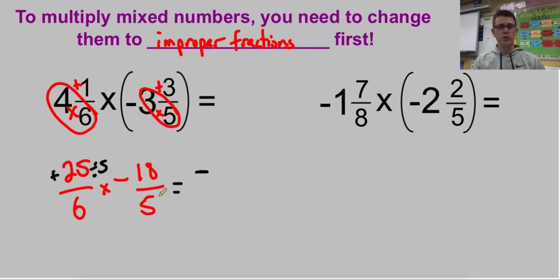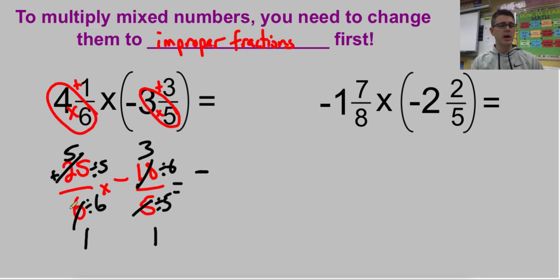25 and 5 could both be divided by 5. So I get a 1 and a 5. 6 and 18 can each be divided by 6. So I get a 3 and a 1. And notice, as I'm cross-simplifying, I could care less about the signs of anything because I've already dealt with the sign. I'm purely working with my numbers here. 5 times 3 is 15. 1 times 1 is 1. And anything over 1 is really just that number. So in this case, negative 15.